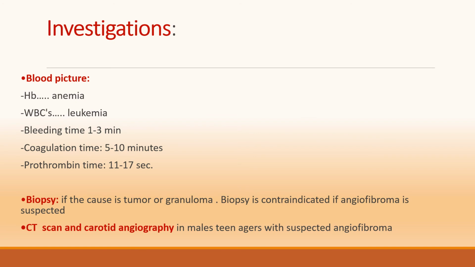For patients of epistaxis, we should do the blood picture to see the hemoglobin, to see anemia, white blood cells to detect leukemia, bleeding time, coagulation time, and prothrombin time. Biopsy can be done in case of tumors or granuloma, and biopsy is contraindicated in angiofibroma if suspected. CT scan and carotid angiography are done in males and teenagers with suspected angiofibroma.